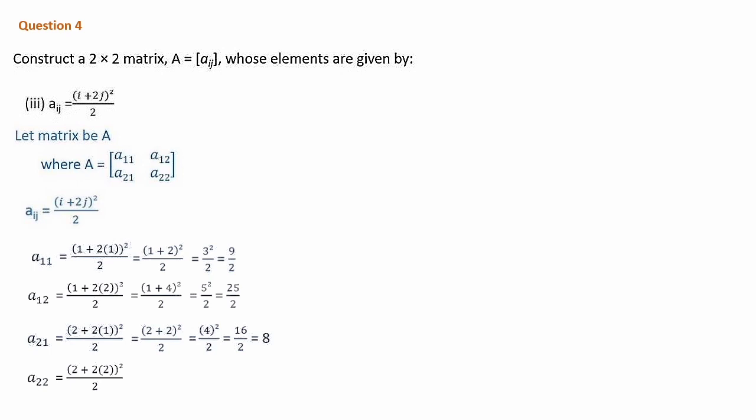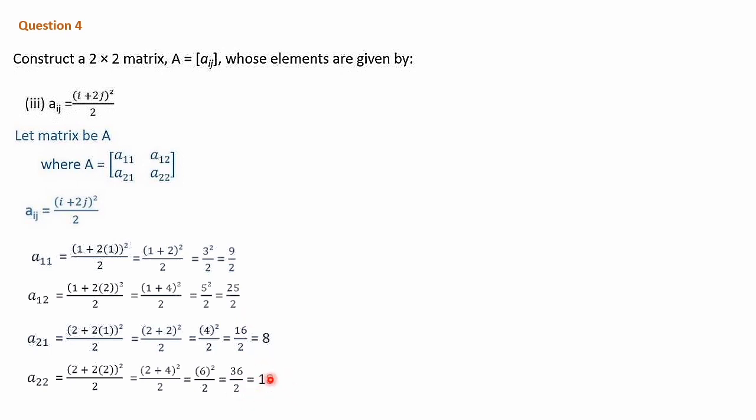Finally, the last element A22. i is 2, j is also 2. Aij means i is 2, j is 2. So (2 plus 2 into 2) the whole square by 2. 2 into 2 is 4. So (2 plus 4) the whole square by 2, that is equal to 6 square by 2, that is equal to 6 square is 36. 36 by 2 is 18.